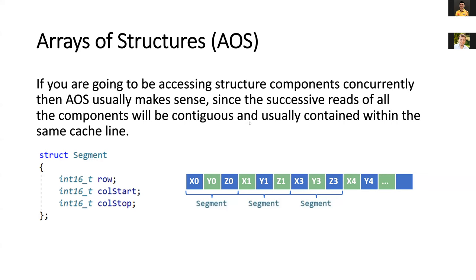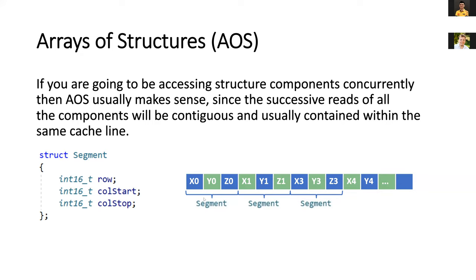So what is an array of structures? Basically, you can see here some kind of segment that we have in our project, basically to interpret some set of pixels of some image or some region, as we call it. So basically, we have a row, we have col starts and col stops. And this interpretation is used, for example, for defining regions or filled pixels or something.